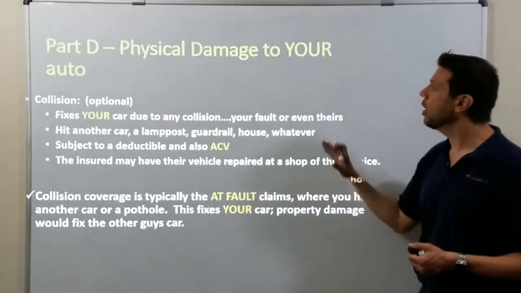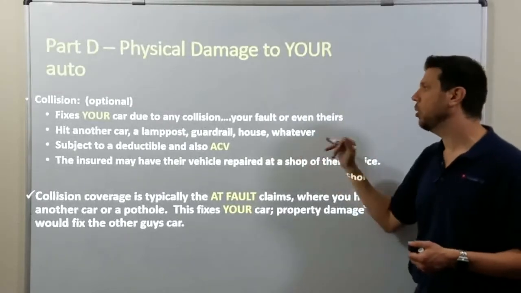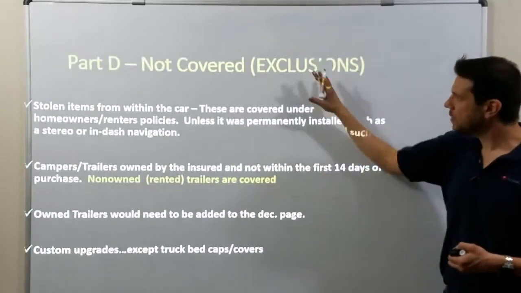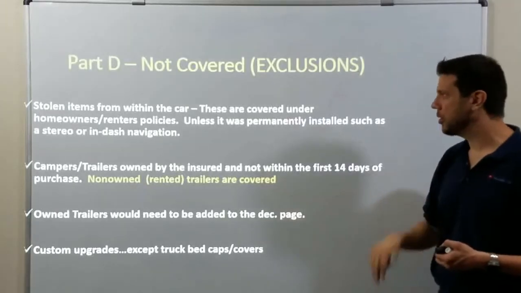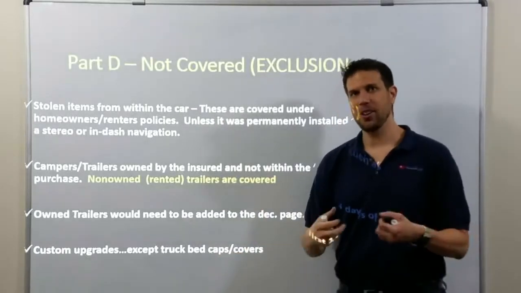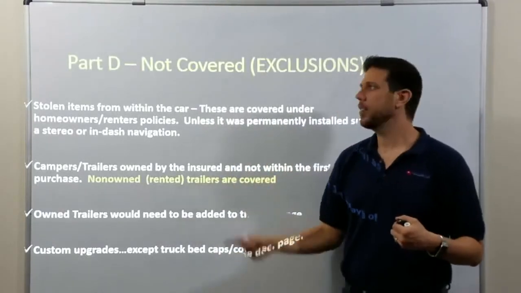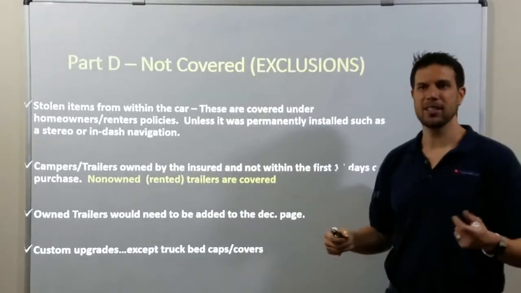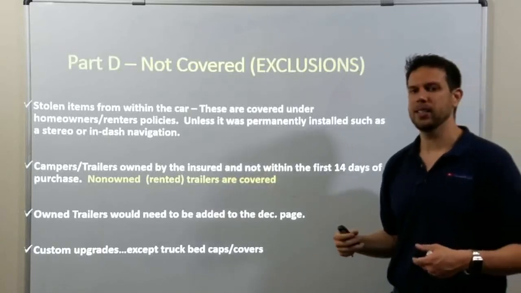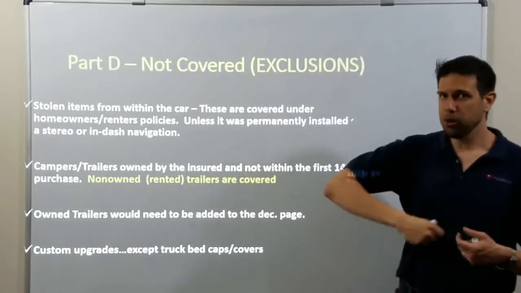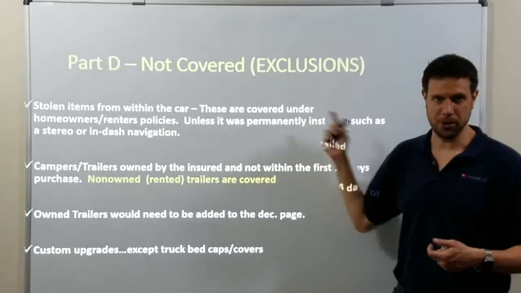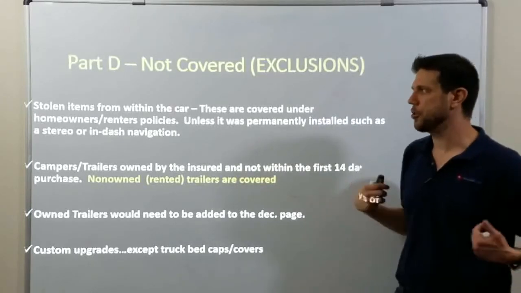Collision fixes your car if it's your fault, so like hitting a pothole or anything. Collision also has a deductible. These are things that are not covered under auto insurance. If somebody steals things from within your car, things that are not permanently attached to the car, that goes under homeowners insurance. So like let's say you have your car in a parking lot and somebody breaks the window and steals your laptop. The broken window falls under comprehensive. The laptop falls under homeowners insurance because homeowners insurance insures your stuff.